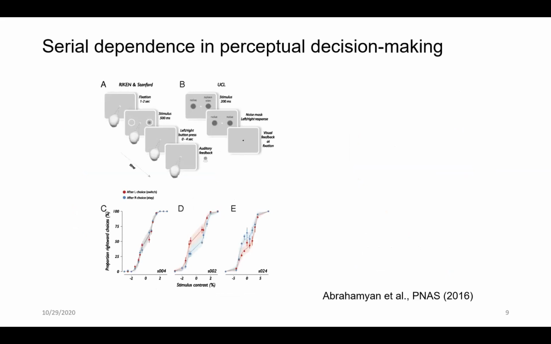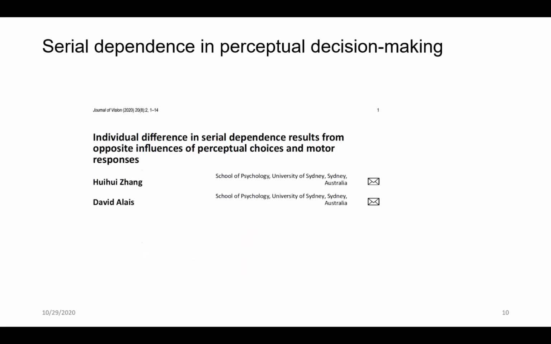A lot of evidence reveals that subjects' choices can be biased by their choice history. And this bias exhibits individual differences. Some participants show no bias, some tend to repeat their choices, and some tend to switch their choices. By dissociating the perceptual choice and the motor response, we have found that the individual difference in serial dependence results from the opposite influences of perceptual choices and motor responses. The perceptual choices exhibit positive serial dependence, and the motor responses exhibit negative serial dependence.